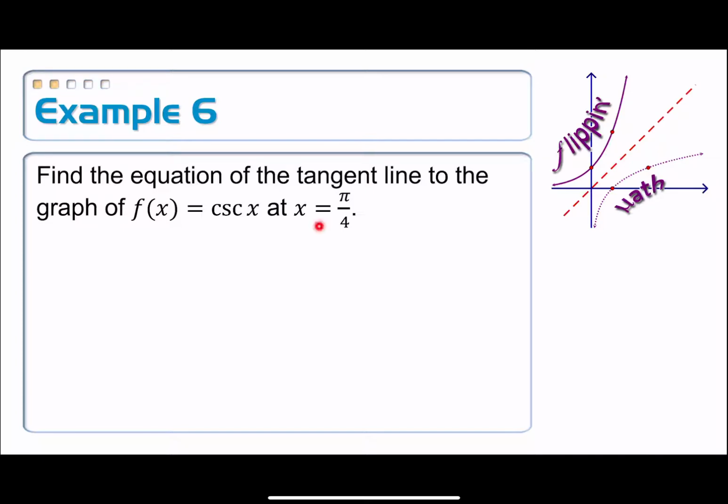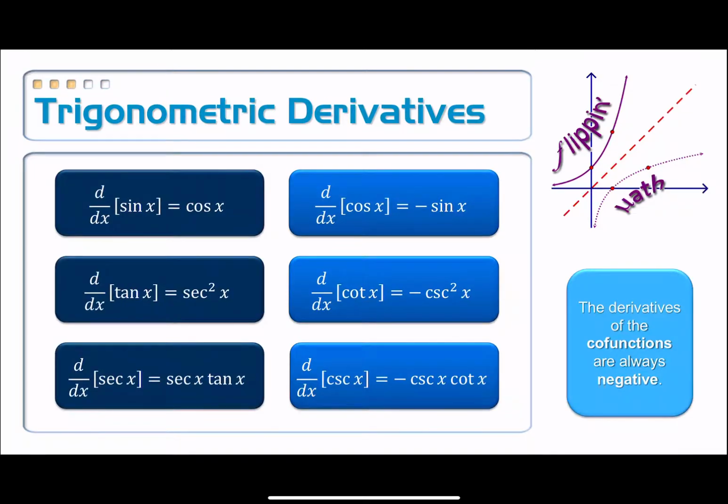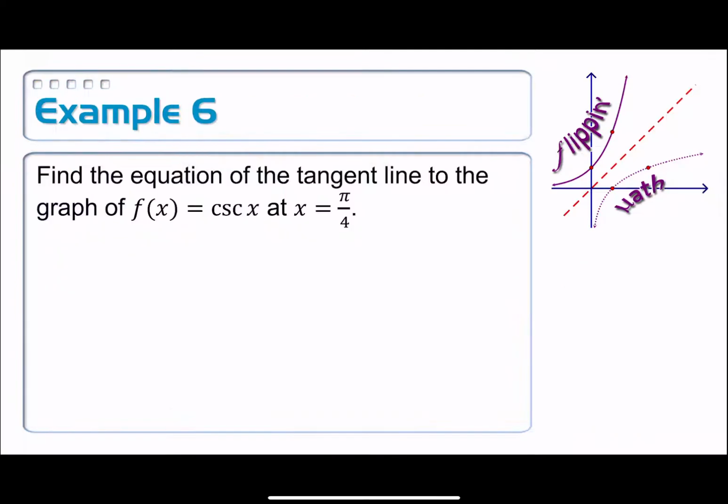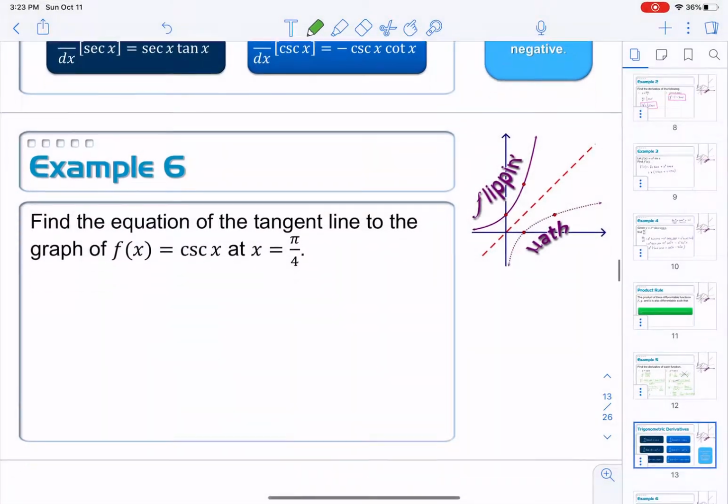We have the x value. We're going to have to plug that back in to the function so we can have the y value. And we also need the slope. How do I get the slope? By taking the derivative. And you know what? We have the derivative rule for cosecant. It's right over here. Derivative of cosecant is negative cosecant cotangent. Okay, so let's get started.